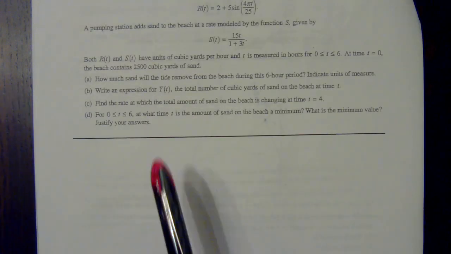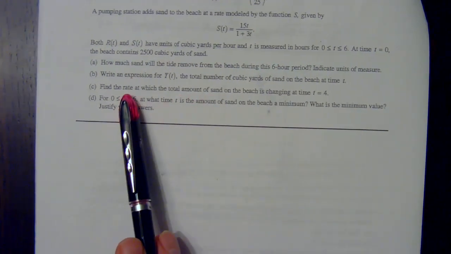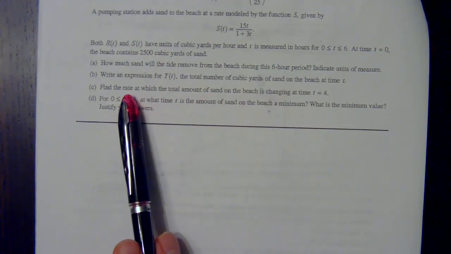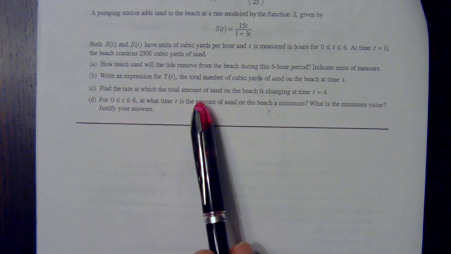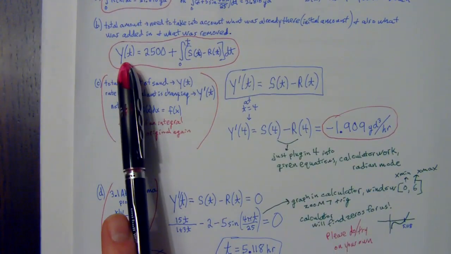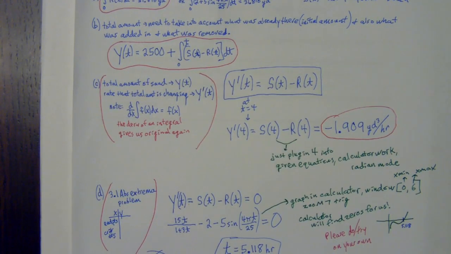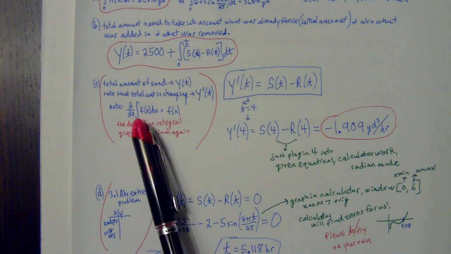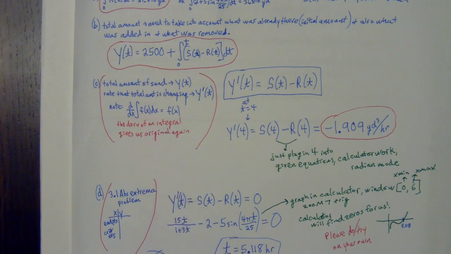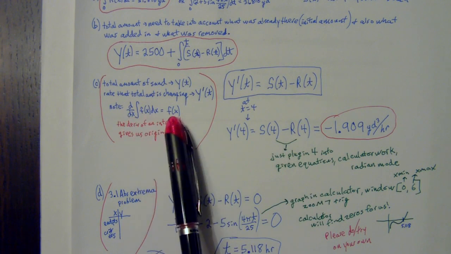Letter C is just saying find the rate at which the total amount of sand on the beach is changing. When you see rate of change, we know that's the key word for derivative. And it says the total amount of sand, so they want us to go back to part B. This is our total amount of sand equation. We're supposed to take the derivative of this at T equals 4. Now, just as a little sidebar, when we take the derivative of an integral, you're going to get your original function back again.